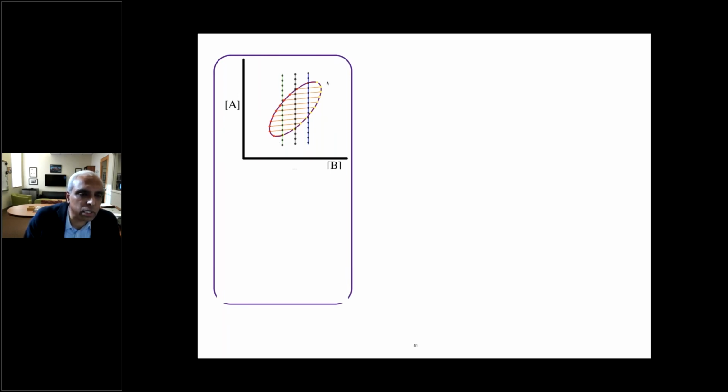So here is an elliptical phase diagram. We'll say we have two molecular components, A and B. Each of these lines corresponds to fixing the concentration of B while titrating the concentration of A.